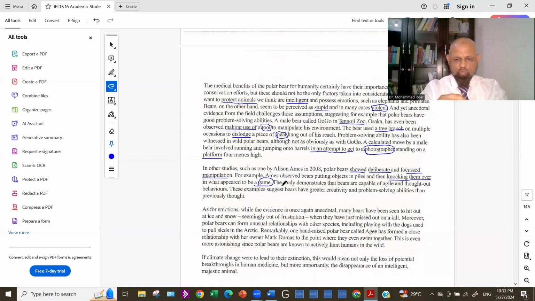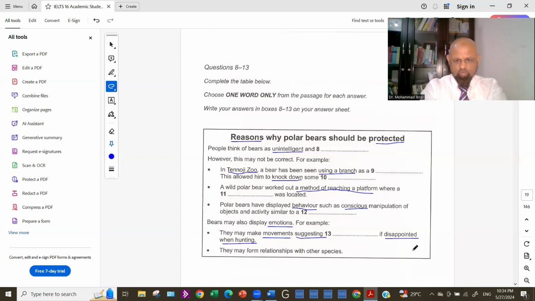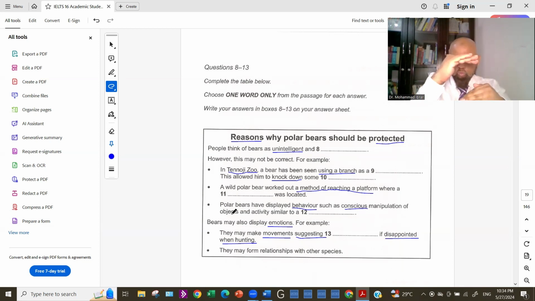So he collects objects, puts one object on top of another, and then knocks it down, removes it, yeah, makes it fall. Now, so what is it? What appeared to be a game? It's kind of a game. Now, let's go back. So polar bears have displayed behavior, some kind of activity, action, such as deliberate and focused manipulation of objects, putting one object on top of another, which is similar to, which looks like a game. So game is the word here.